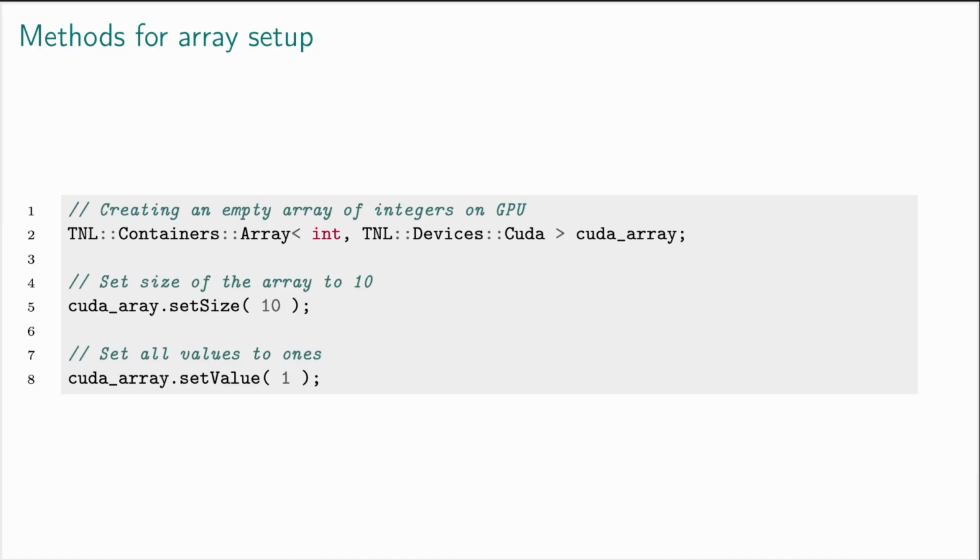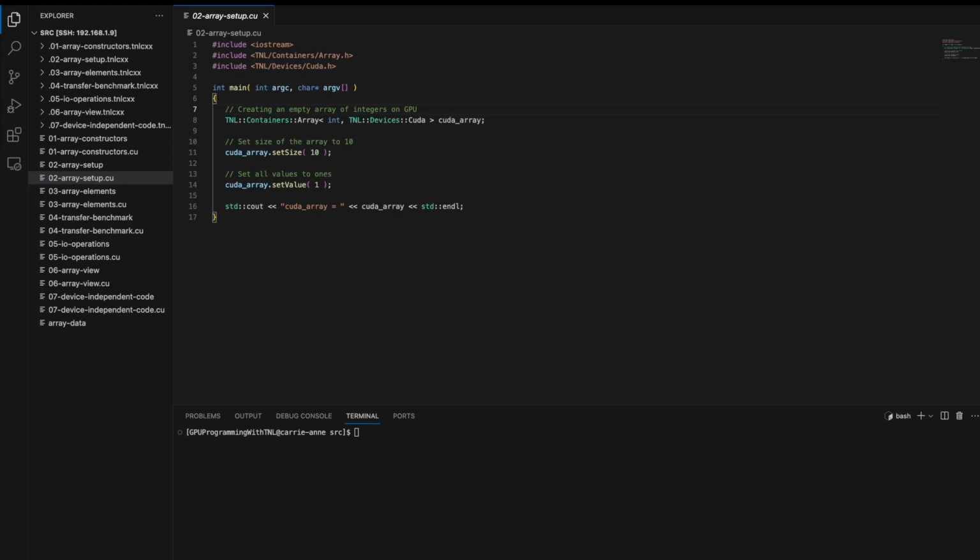Apart from using constructors, you can also configure arrays using the setSize and setValue methods. For instance, we first create an empty CUDA array. Next, we define its size as 10. And lastly, we set each element's value to 1. This is also showcased in the code example 02 arraysetup.cu.